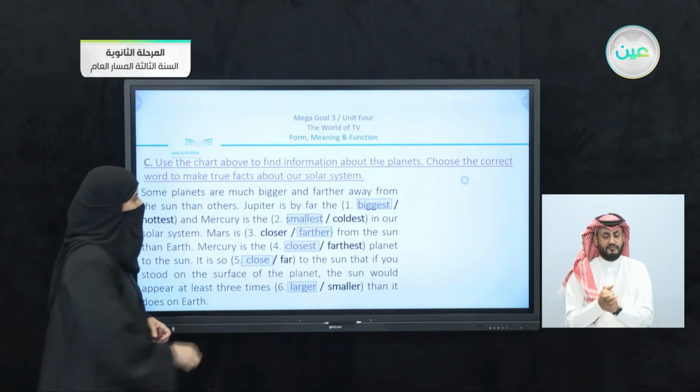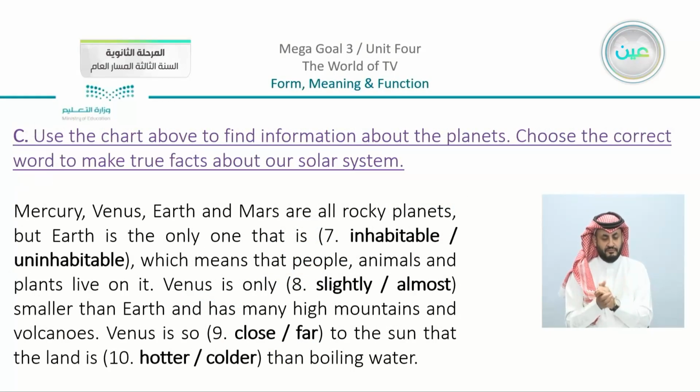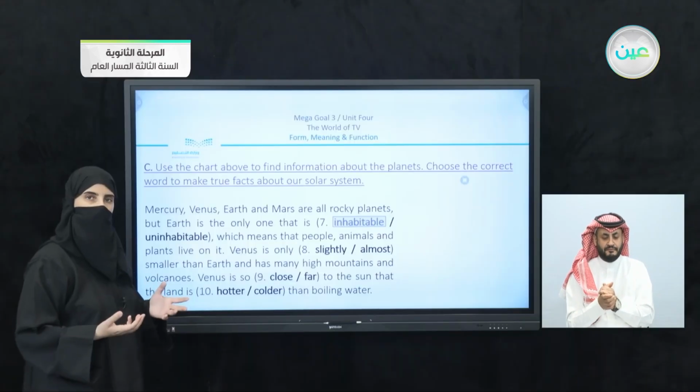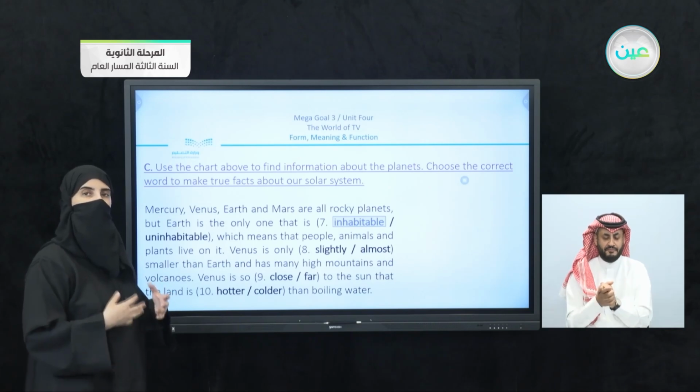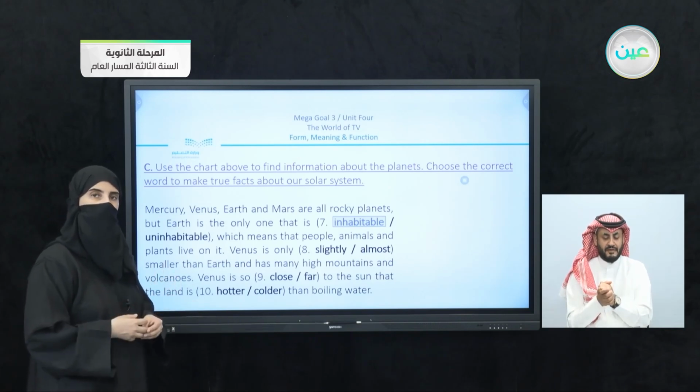Moving on. Mercury, Venus, Earth, and Mars are all rocky planets, as we read in the last lesson. But Earth is the only one that is inhabitable, which means that people, animals, and plants live on it. So if you had any question, the meaning of inhabit or inhabitable, now you know that it means that there are living creatures on the planet.